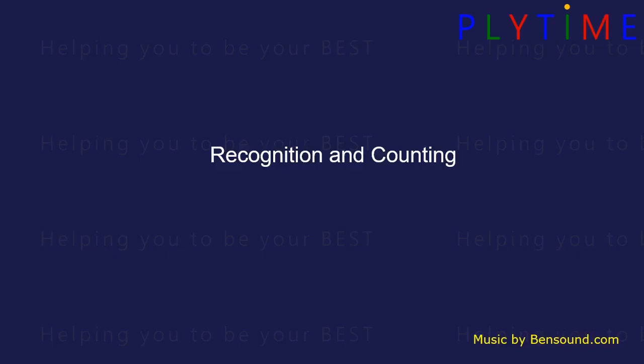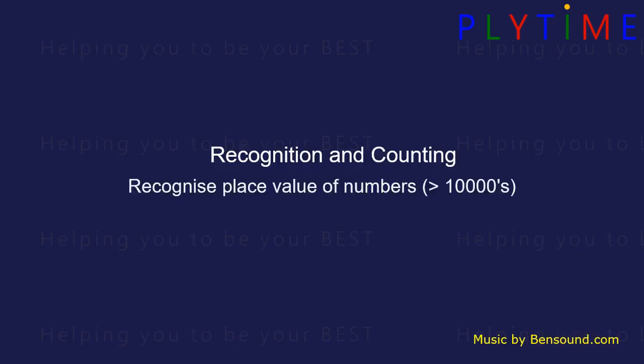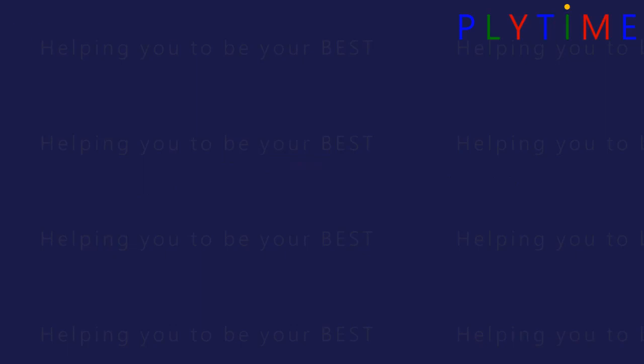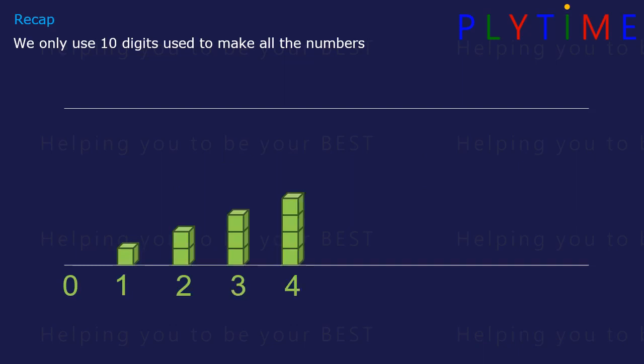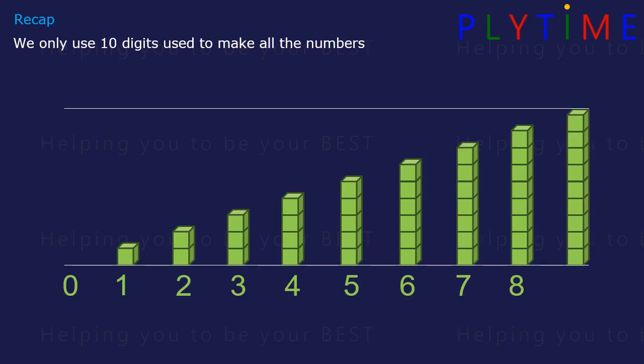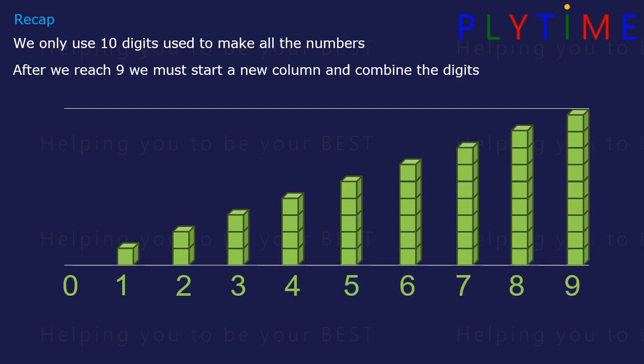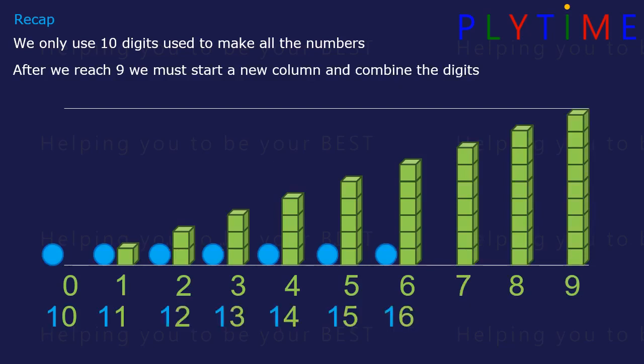Recognition and counting. Recognise place value of numbers greater than 10,000. We only use 10 digits to make all the numbers: 0, 1, 2, 3, 4, 5, 6, 7, 8, 9. After we reach 9, we start a new column and combine the digits. 10, 11, 12, 13, 14, 15, 16, 17, 18, 19.